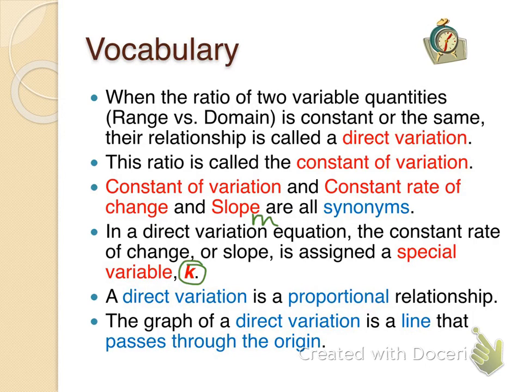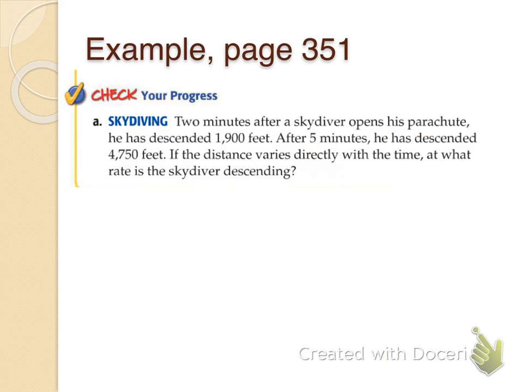A direct variation is a proportional relationship. Remember we talked about there's three requirements for it to be proportional. The graph of a direct variation is a line that passes through the origin. There's one of our requirements. So it has to go through the origin. It has to have a constant rate of change or constant of variation, which is this k, and the ratios also have to be the same. Okay, so today that's what we're going to be looking at.